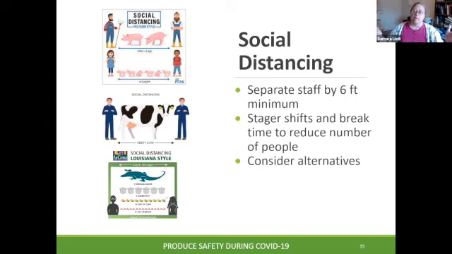But showing staff what 6 feet really is, giving them things to help them understand how far apart that means. You might need to stagger shifts and break time, so not have everybody come into the break room at the same time. Also make sure you get cleaning in between groups. When a group is finished, they clean before the next group comes in, and that group then cleans before it gets used either later in the day or the next day. And consider alternatives to how you can have your staff be able to have a break or do part of their job and be socially distant.